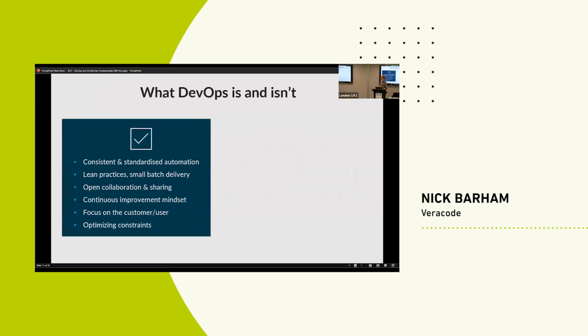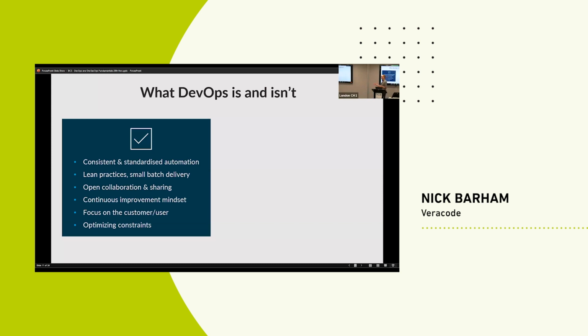So when I'm talking with customers, I think the overriding consensus is understanding that DevOps is about consistent and standardized automation. We need to think of this mindset and these principles as being around open collaboration and sharing, looking with an honest lens at what we're doing, and asking whether there are things that we can optimize. Are there things that we can remove to improve the flow of work and the delivery of value to our end customers? And just coming at this with a continuous improvement mindset.